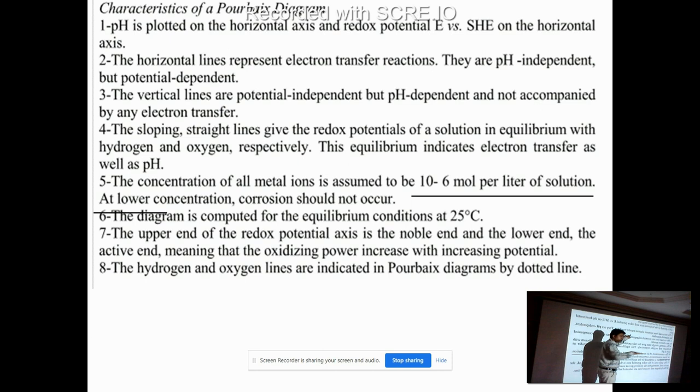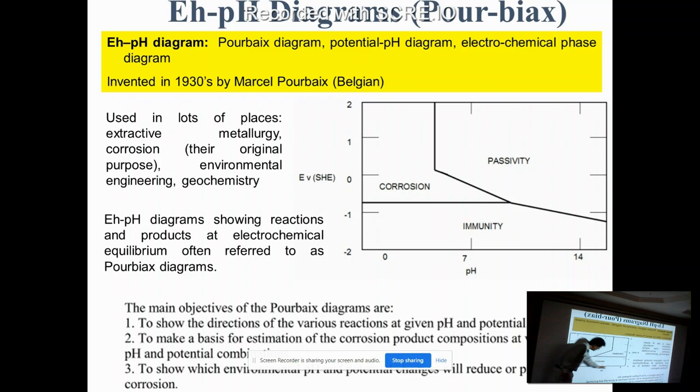No, the axis is pH. If I draw any line which is horizontal to the x-axis, they are called electron transfer reactions. Why are they called electron transfer reactions? Just go back and think. See, this is pH. Fine. Now, for example, I developed a pH diagram for some material and I got some line like this, a straight line horizontal to the x-axis. Then what is the meaning of that?